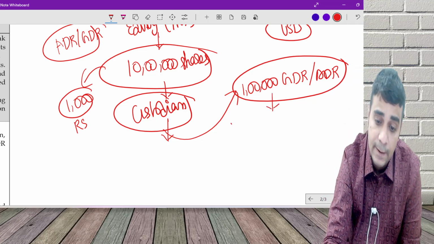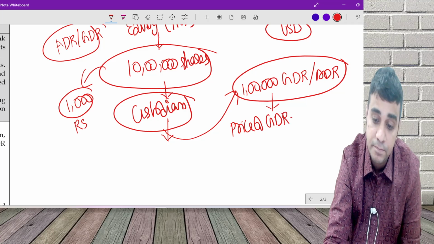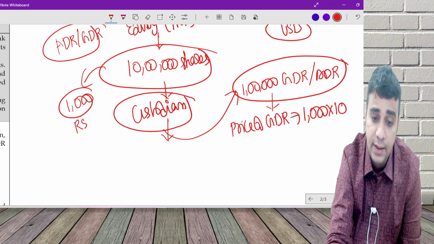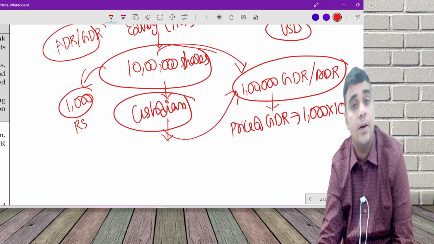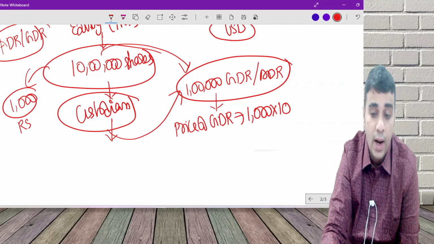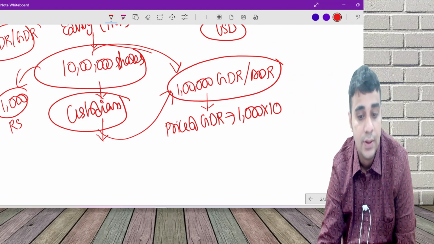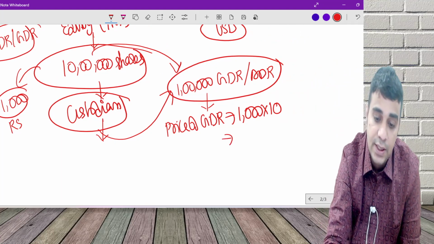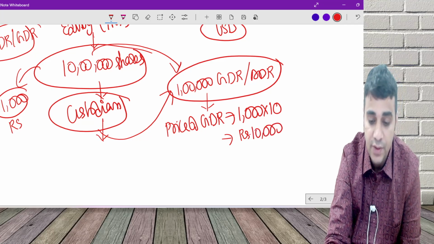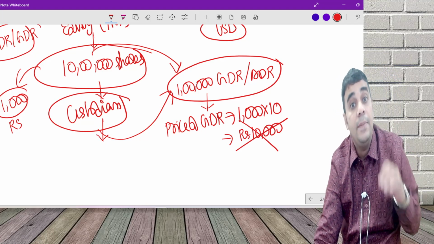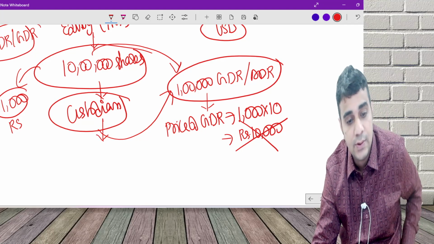the issue price of a GDR is 1000 into 10. What is 10? 10 lakh shares converted into 1 lakh GDR. So one GDR is equal to 10 shares. So the price of a GDR is rupees 10,000, which is again of no use. I'll convert this into dollars and make the issue in dollar currency. So what will happen here?